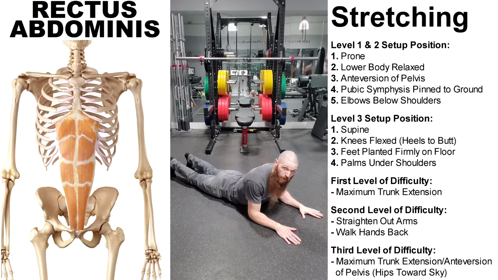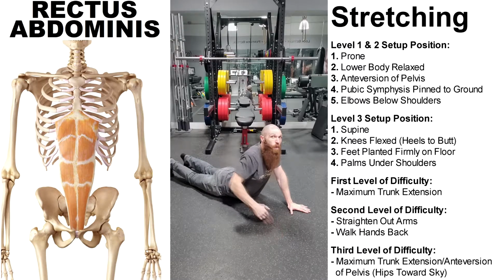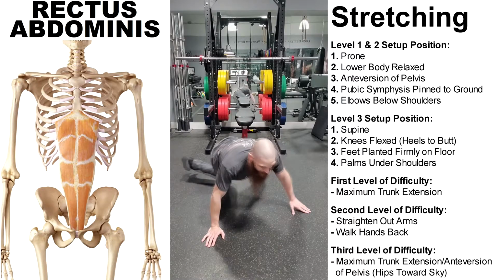For level 2, all you're going to do is straighten out the arms, and you want to walk your hands as close to your body as you can, once again without allowing the pubic symphysis to leave the ground. Then for the level 3 difficulty, you're going to go ahead and get on your back.